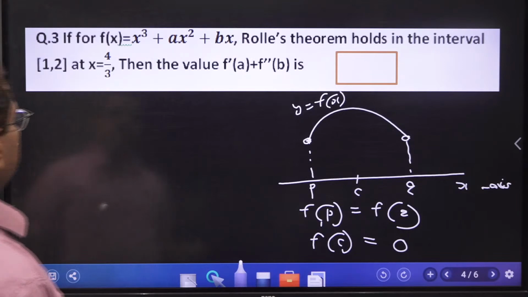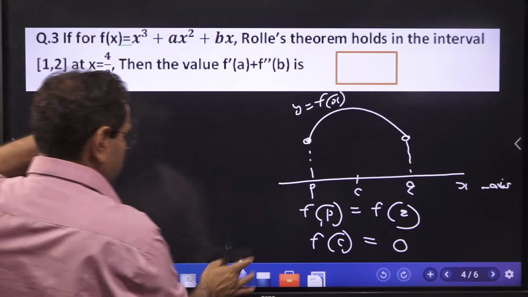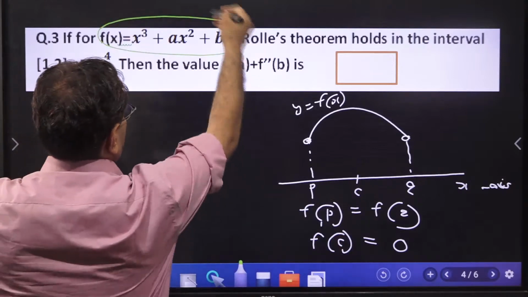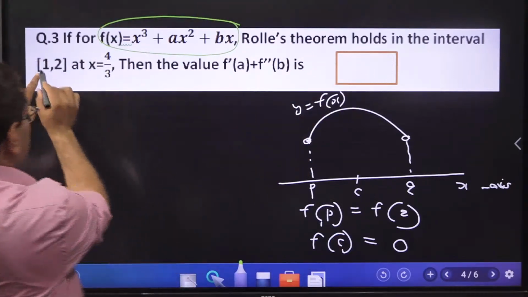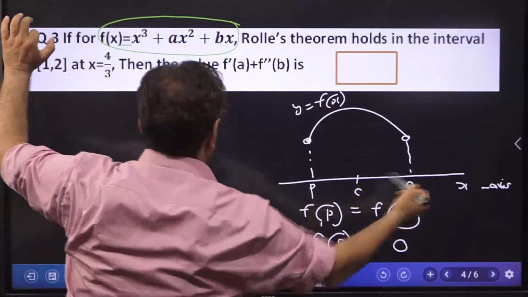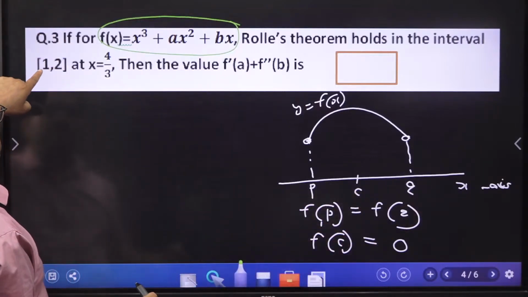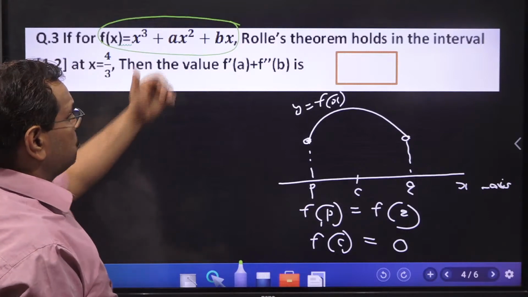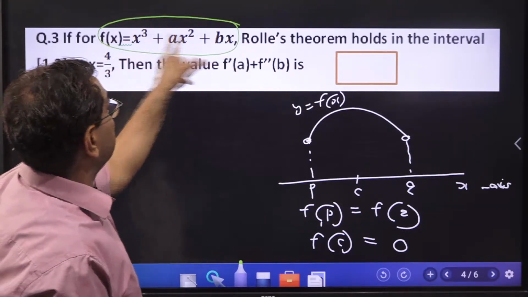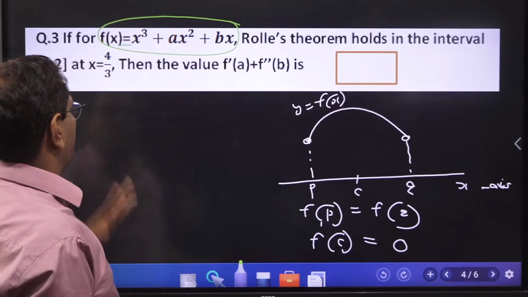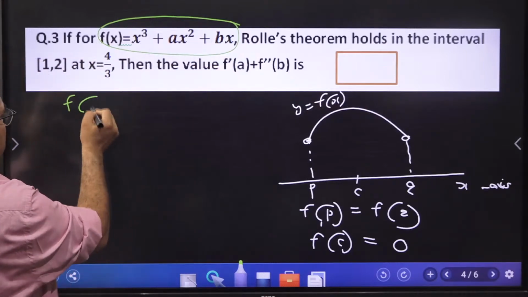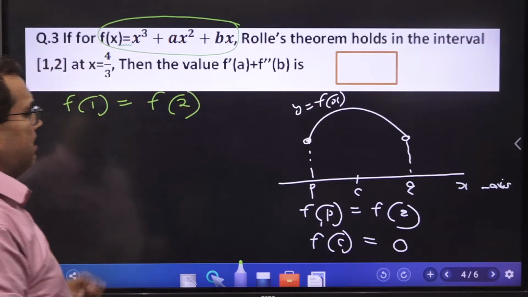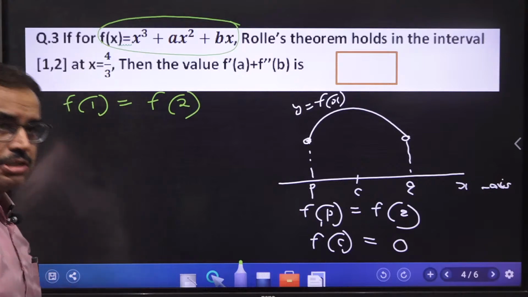So here we are given a function in this problem. This one is the function f(x) and Rolle's theorem holds in the interval 1 to 2. So this P to Q interval is 1 to 2. P is 1, Q is 2. So first of all, for the applicability of Rolle's theorem, the value of the function at both 1 and 2 must be equal. So we must have f(1) equal to f(2). This is the first requirement for the applicability of Rolle's theorem.